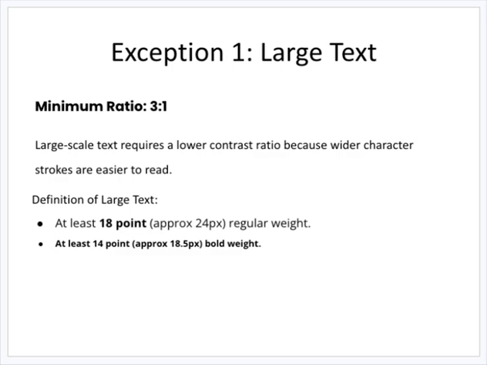There are a few exceptions. The first exception is large text. What do we call large text? Text which is 18 point or approximately 24 pixel regular weight, or 14 point or approximately 18.5 pixel bold, is called large text. And such large text has a minimum requirement of 3 to 1 ratio, not 4.5 to 1. Large scale text requires a lower contrast ratio because wider character strokes are easier to read.